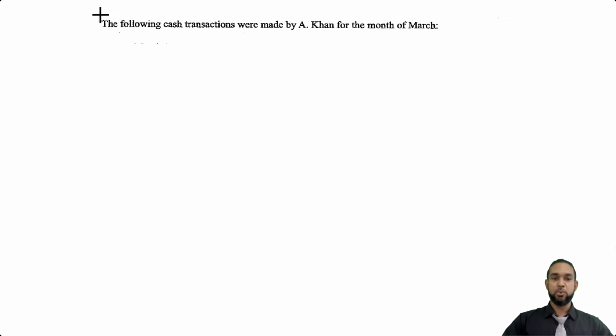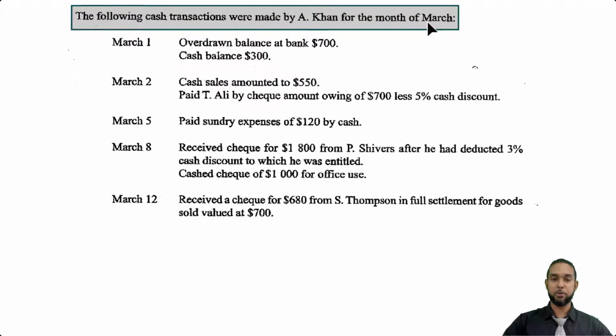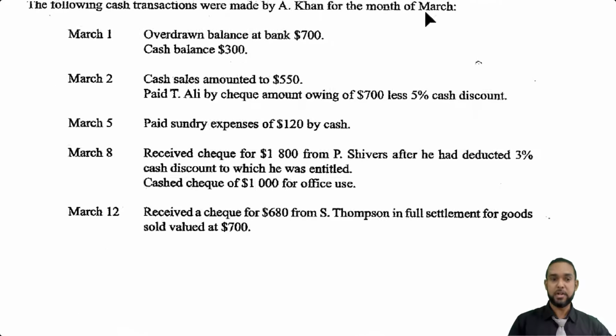And with that said, let's get into the question. Okay, so we have everybody's favorite, a cash book. The following cash transactions were made by A. Khan for the month of March. Instead of going through all these transactions and talking through them and then having to go back over them and populate the cash book, I'm just going to go through them and populate the cash book as we go along. So just know we have to do a cash book.